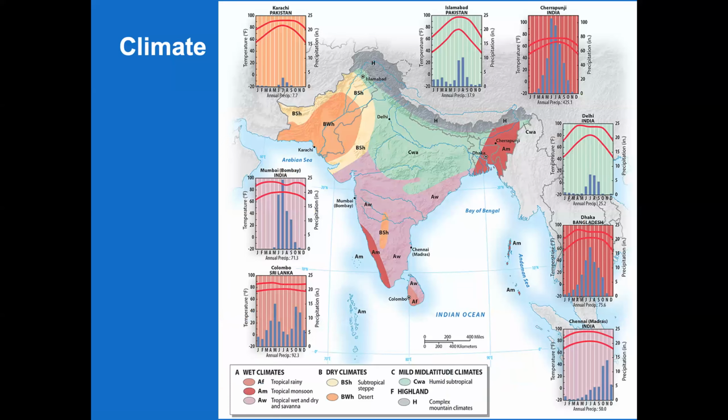This is what climate looks like, and if you focus, whether it's Chennai, Dhaka, Delhi, Cherrapunji, even Karachi, Mumbai, Colombo, there are very, very significant, obvious peaks that take place as a result of this sort of seasonal shift that takes place over India.